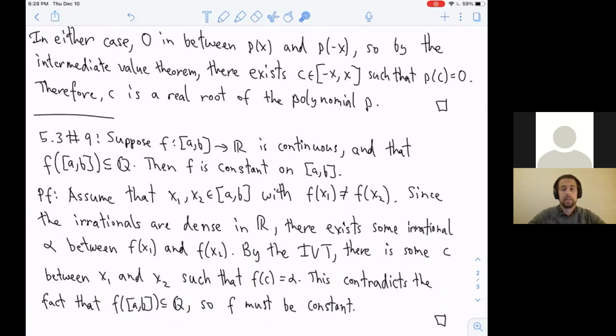So I hope that was helpful. It's just a couple of examples of the intermediate value theorem. It's really a powerful tool that we can use in many different circumstances.